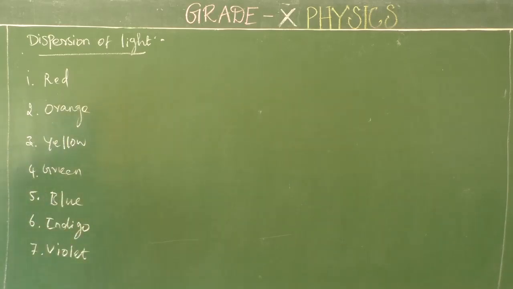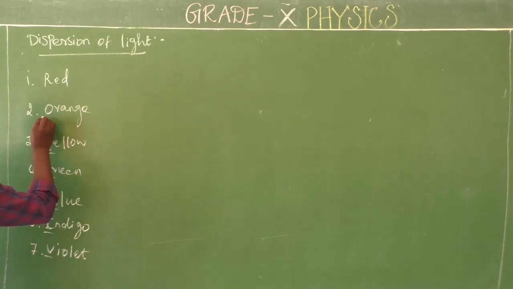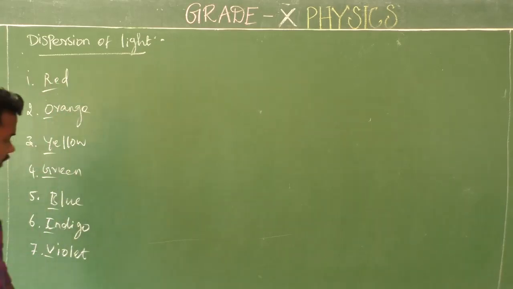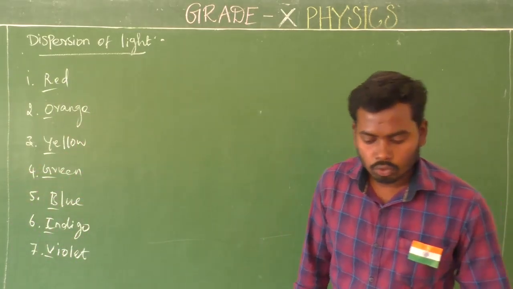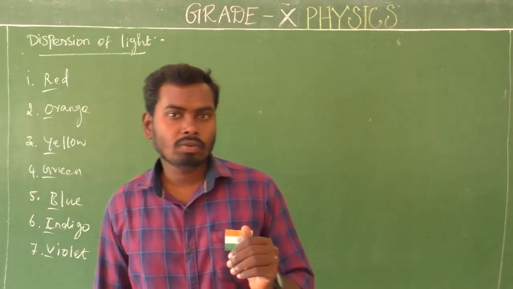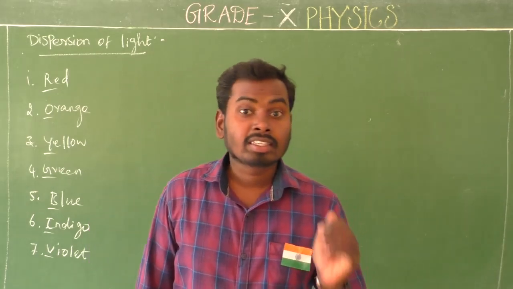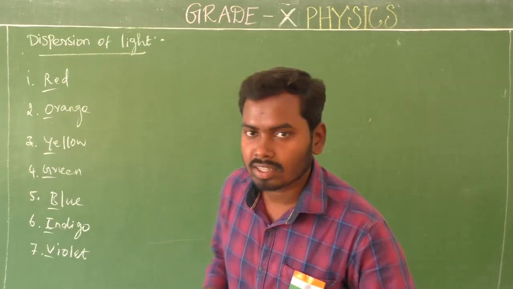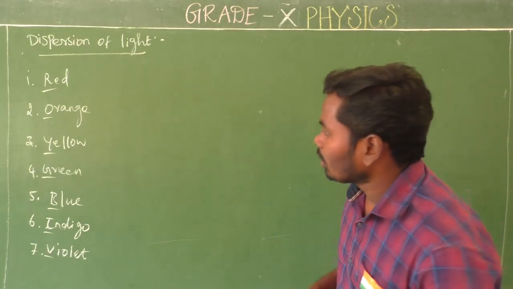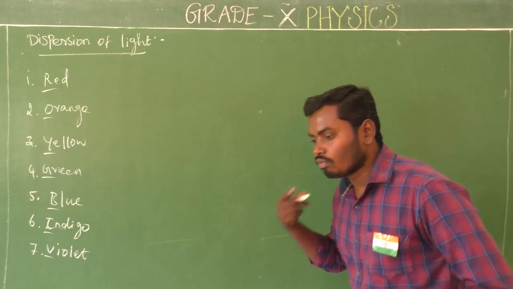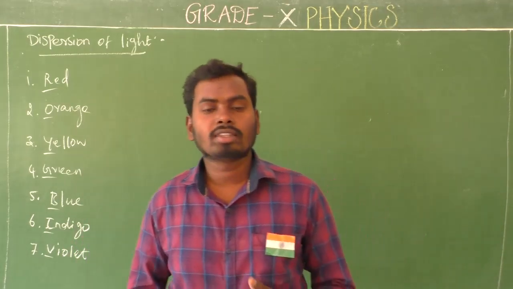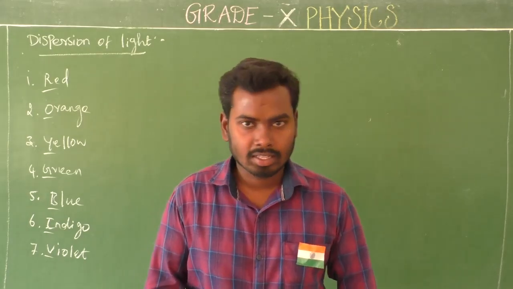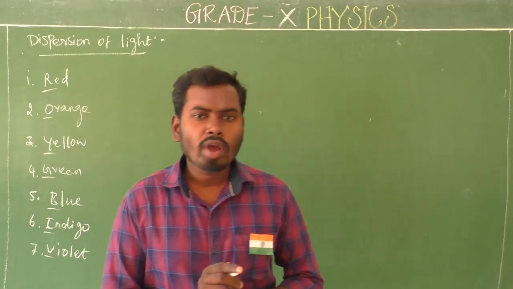Generally we say VIBGYOR colors, which is an acronym. Already we know very well. So white light is a mixture of how many colors? 7 colors. What are all the colors, sir? Red, orange, yellow, green, blue, indigo, and violet. Even sunlight consists of a mixture of totally 7 colors. Is it clear? Yes.